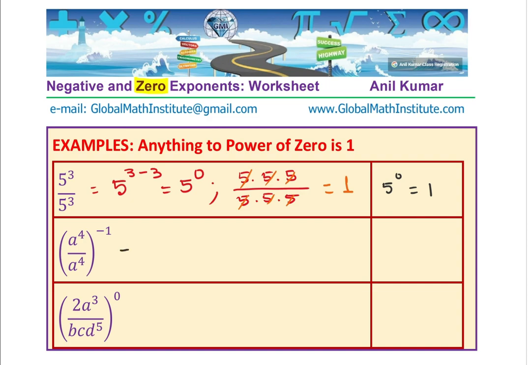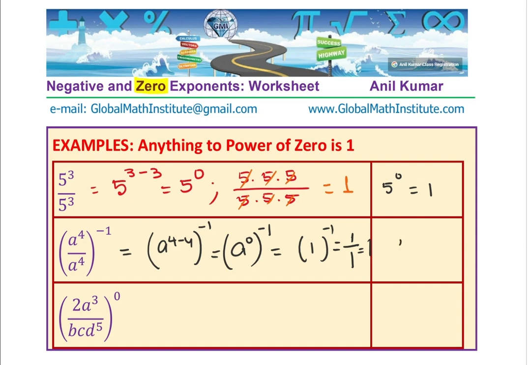So, the next example here is a to the power of 4 and a to the power of 4. So, well, a to the power of 4 minus 4, since we are dividing, but it also has a minus 1 index. This is the index or the exponent. But 4 minus 4 is 0, so we get a to the power of 0 to the power of minus 1. But anything to the power of 0 is 1. So we get 1 to the power of minus 1. Well, negative, we'll make it 1 over 1, reciprocal. But that is also 1, right? So we indeed get 1. So we see again that a to the power of 0 is also equal to 1.